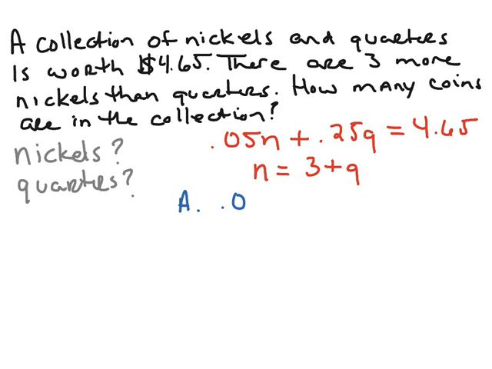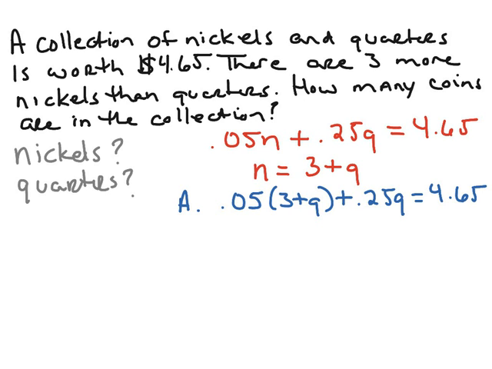So I'm going to rewrite this as 0.05, and now instead of N, I'm going to replace N with 3 plus Q, which is why we're calling this substitution. I'm pulling something out and replacing it with something else. Plus 0.25 Q equals 4.65. Notice within this equation I only have one variable, and that's Q, representing the number of quarters. That's what I'm going to look for first. How many quarters?